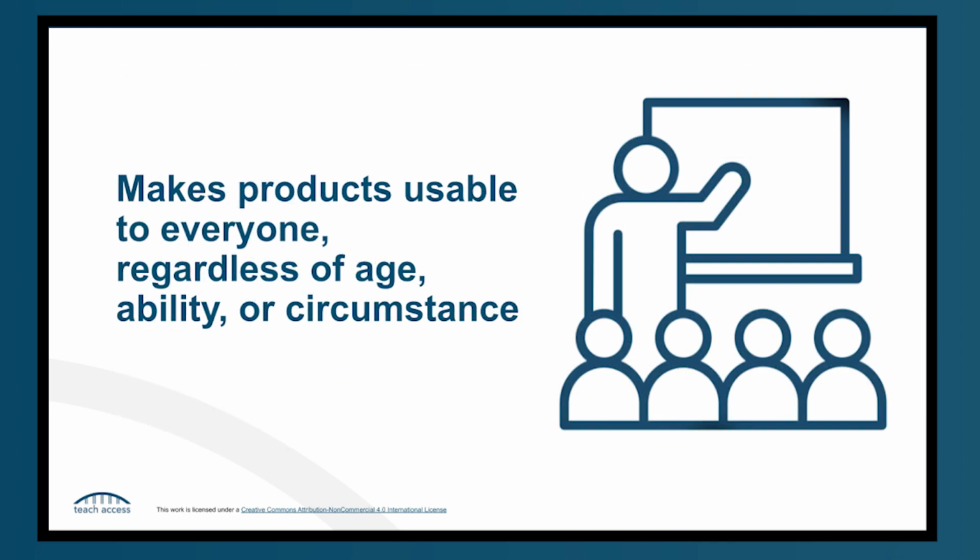Inclusive design, also called universal design, makes products usable to everyone, regardless of age, ability, or circumstance. For example, we might think that using closed captions, high contrast colors, and keyboard-friendly tools would be user-friendly only for people with disabilities. But as it turns out, those tools help able-bodied users too.